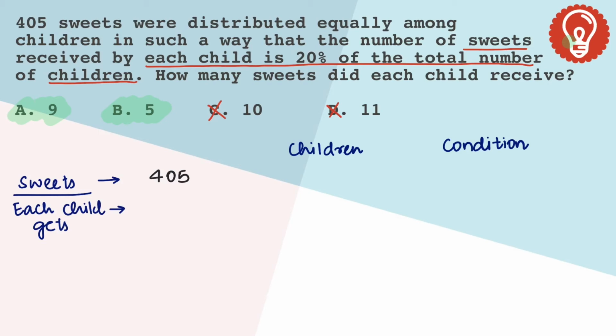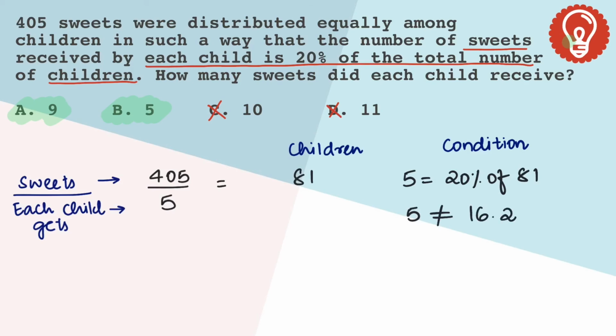405 sweets. Let's say each child is getting 5. Then the children are 81 in number. Now let's check with the condition. Each child gets 5. Then 5 should be equal to 20% of total number of children, which are 81 in this case. But 5 is not equal to 20% of 81, which is 16.2. Not satisfying the condition in the question, therefore option B is the wrong answer.